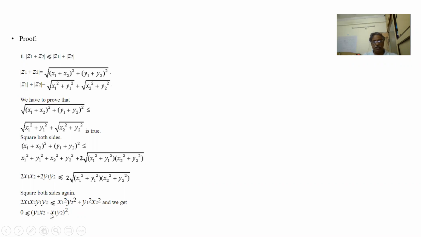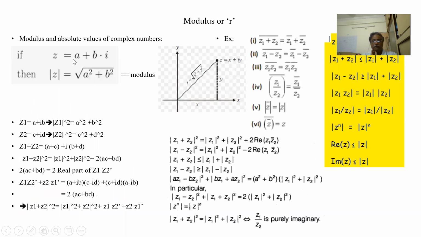So this is a minus b whole square. It is always plus, because a whole square is always positive. So this is less than this. So we have proven that 2x1x2 is less than this. We have proven this is less than this. And finally, mod of z1 plus z2 is less than mod of z1 plus mod of z2. Similarly, this can be proven for the greater side also.